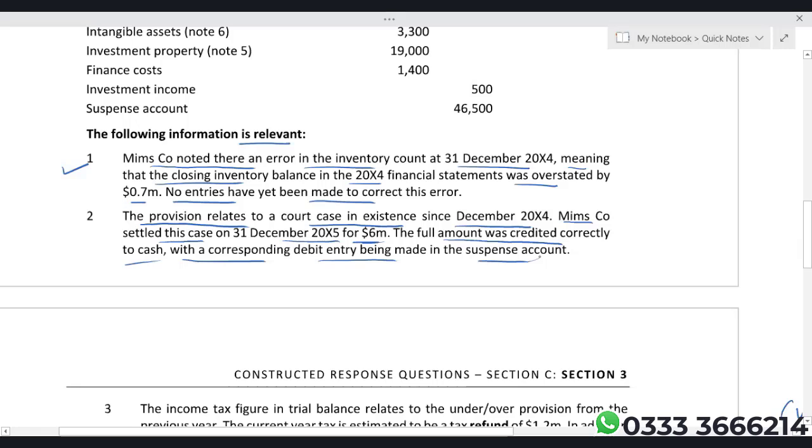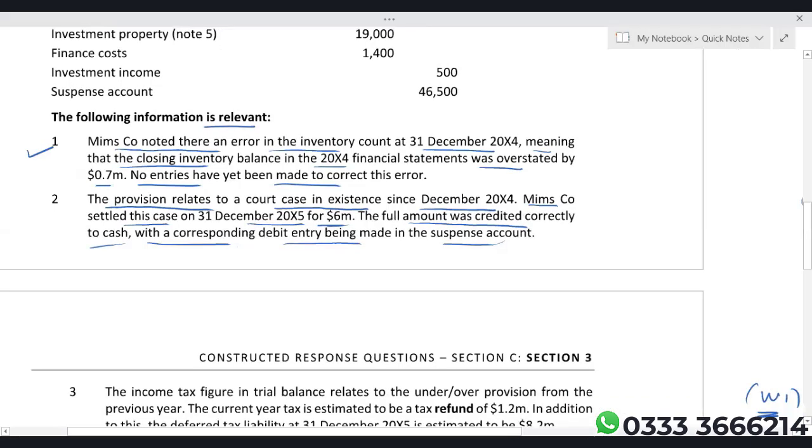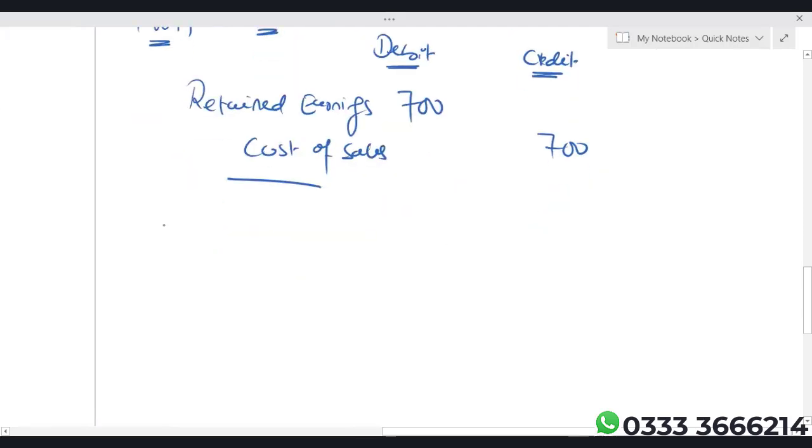So the problem is with the suspense account. They have debited, so double entry which company has made, they have debited the suspense account by 6 million and they have credited the cash by 6 million. So we have no issue with the cash credit. The problem is why you have debited the suspense account. Let me show you the correction. Working two.